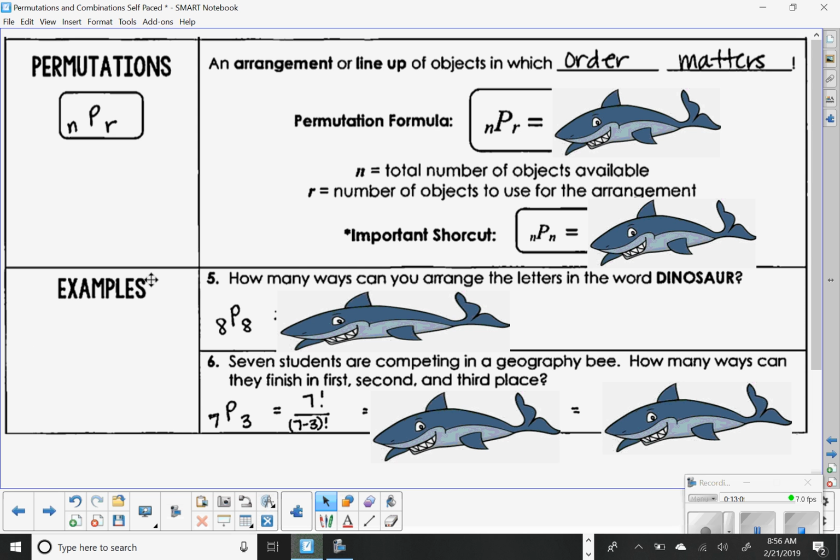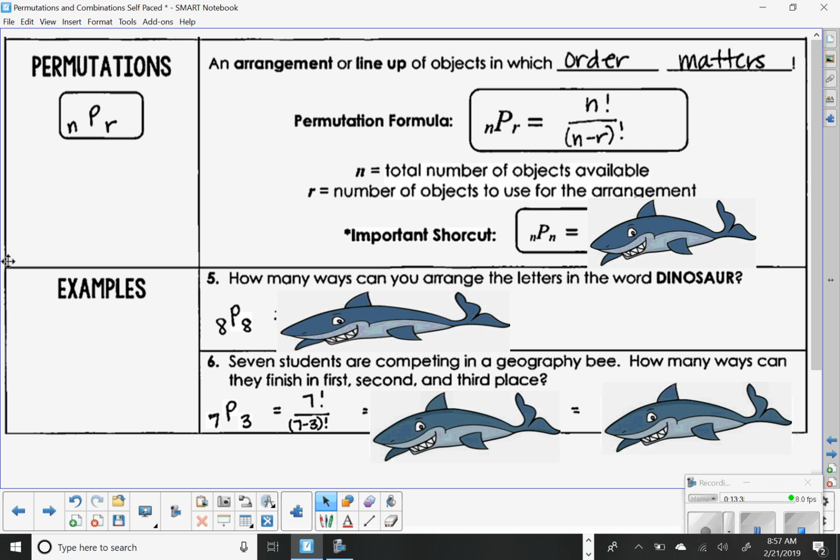Permutations. Again, you are on your notes. So what you want to do maybe is take a second. Make sure you've got your notes there. Write in permutations, an arrangement or lineup of objects in which order matters. Now, here's the permutation formula. n factorial over n minus r factorial. Now, this is a little bit different.